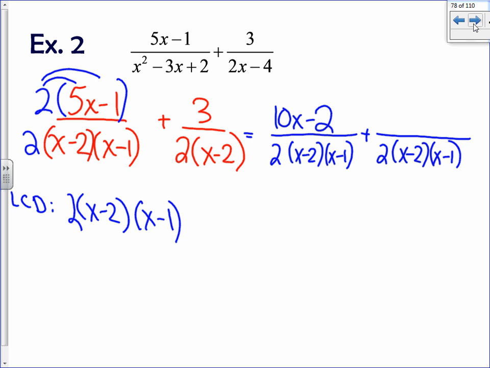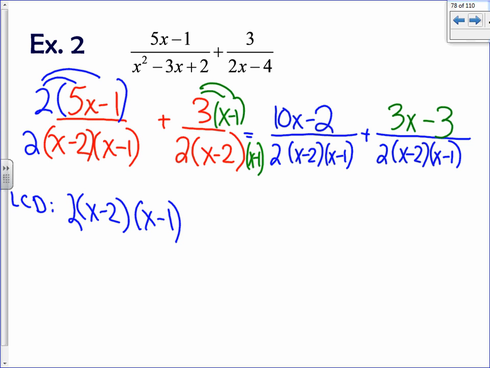My second fraction, when you check out the LCD, it's missing x minus 1. So I'll have to multiply top and bottom by x minus 1. And then I'm going to need to simplify my numerator. The reason the numerators do need to be simplified, in other words, multiplied out, is because you will need to combine all the like terms in the numerator. So my new numerator is 3x minus 3.